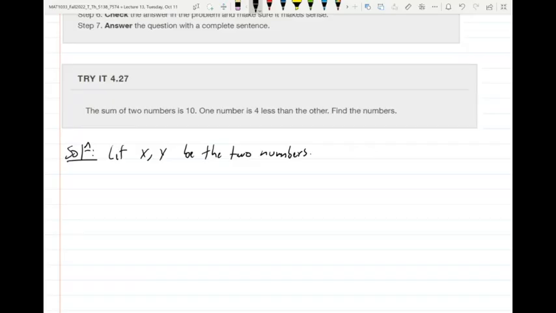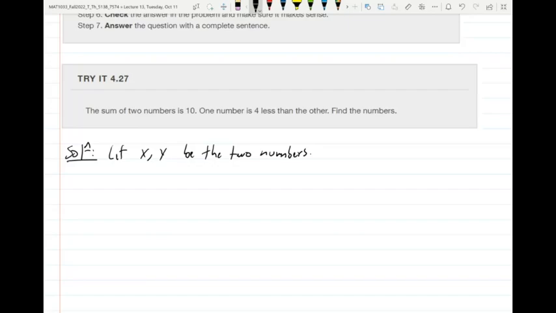So again, you come back to the beginning of the problem and start reading sentence by sentence. The first sentence says the sum of the two numbers is 10. How can you write an equation with that information? Here are the two numbers. What can you now write? x plus y equals 10.